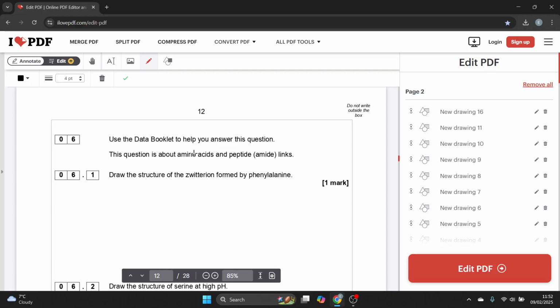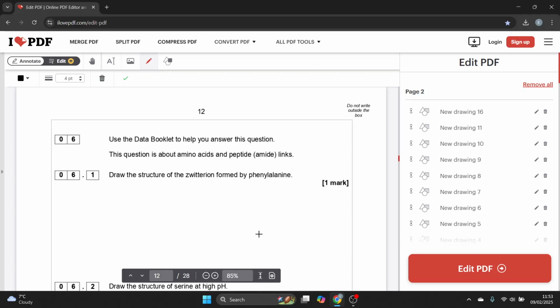Yeah, use a data booklet to help you answer this question. There we go, got it, periodic table. And I want to look for phenylalanine. Okay, so I've got it, and it says Zwitter ion.